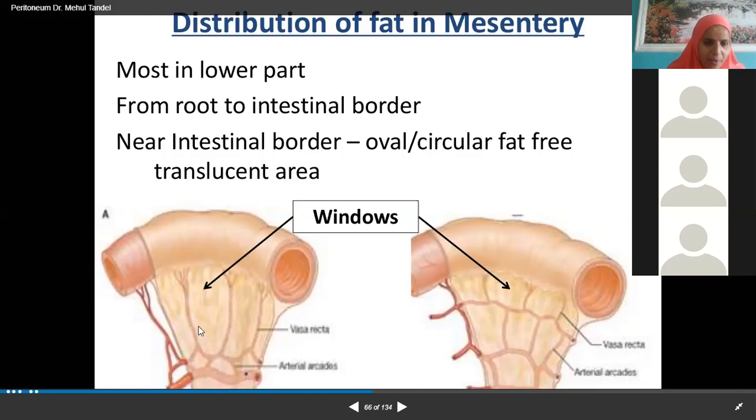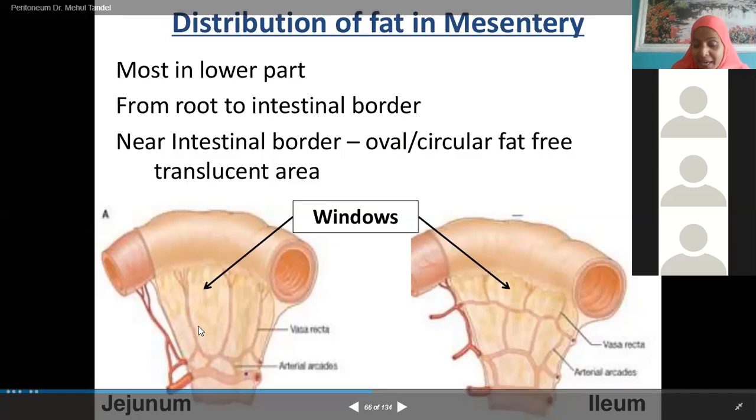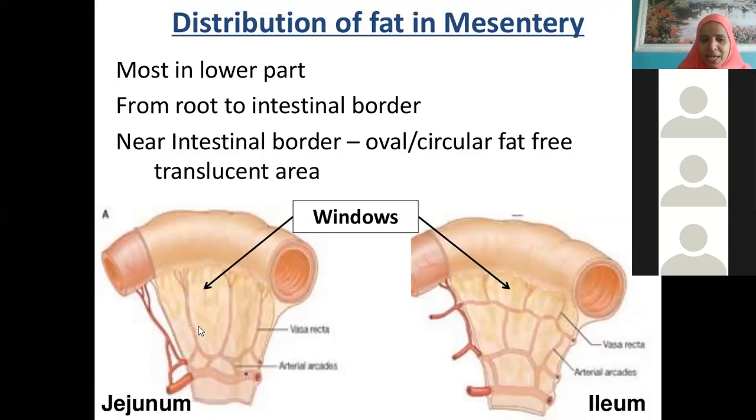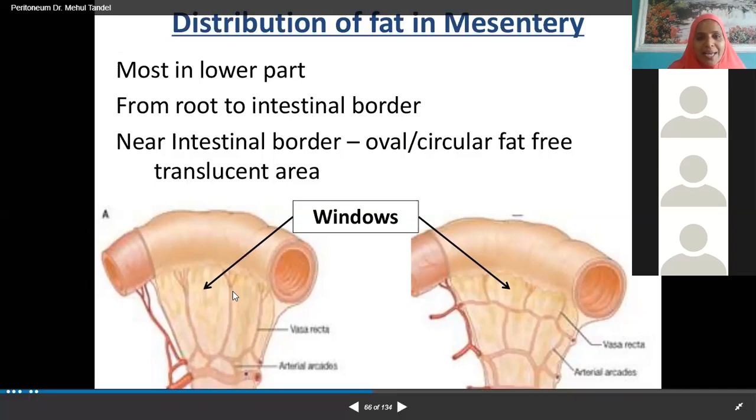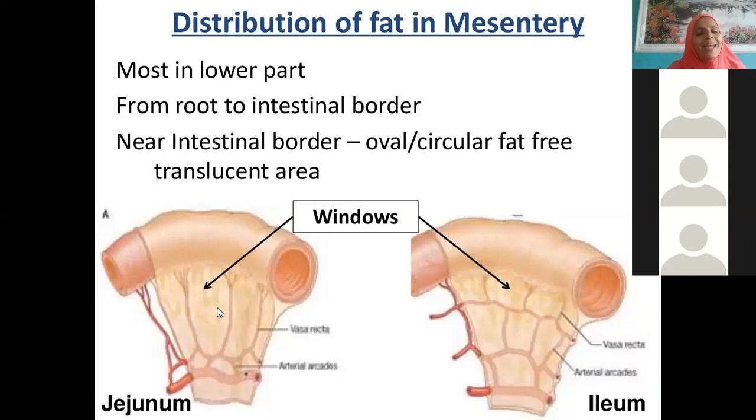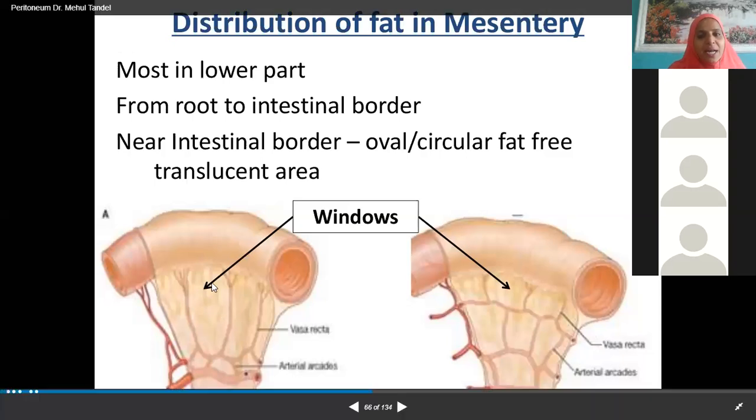When you go to the dissection hall and pass light from behind, you will see the light passing through these windows. The hexagonal areas here are called windows, translucent areas. These are fat-free areas where light can freely pass. When you switch on your mobile light and pass it behind, you will see these translucent areas, which are called windows.